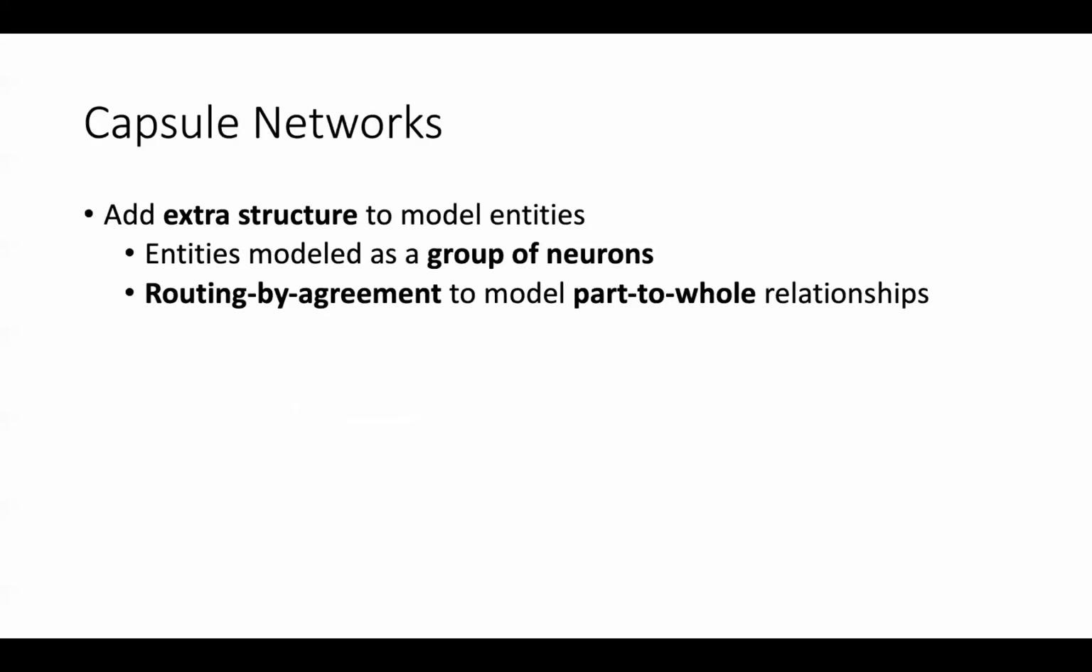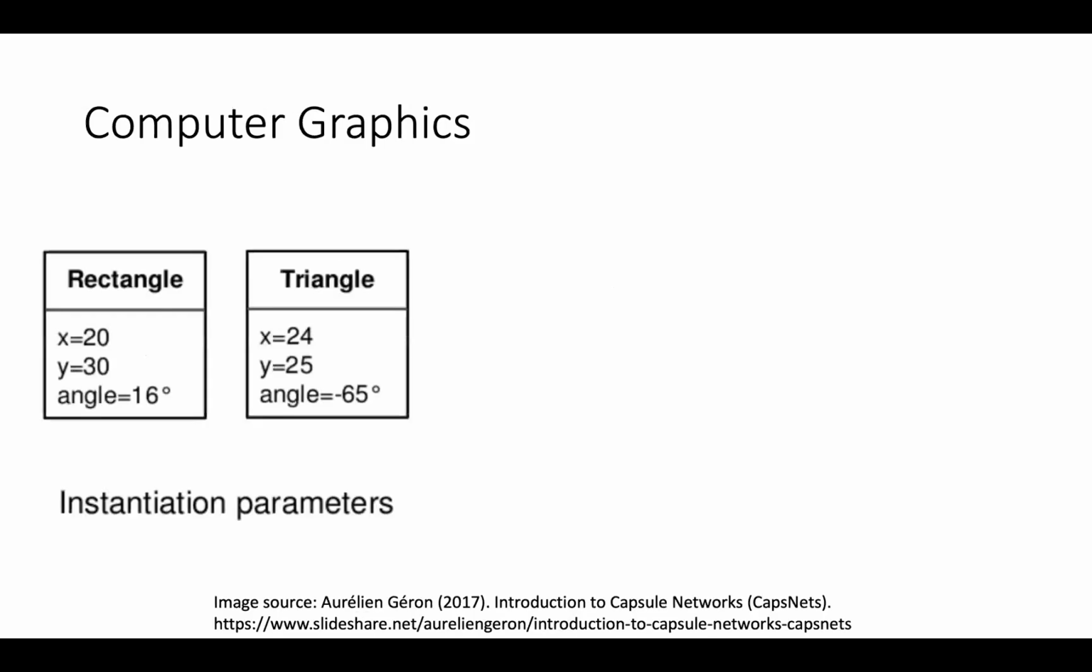So what Capsule Networks do is they try to add extra structure to model entities within an input. So the entities are modeled as groups of neurons, and routing by agreement is used to model the part-to-whole relationships of these entities. This takes inspiration from inverse graphics, which I'll talk about now.